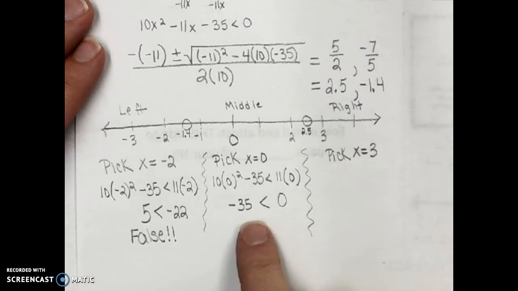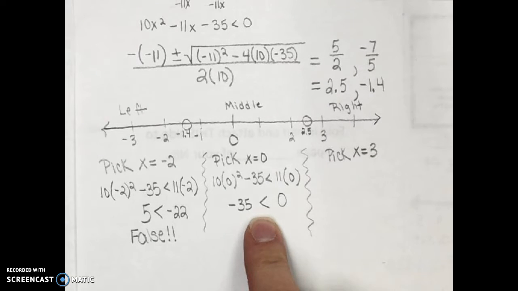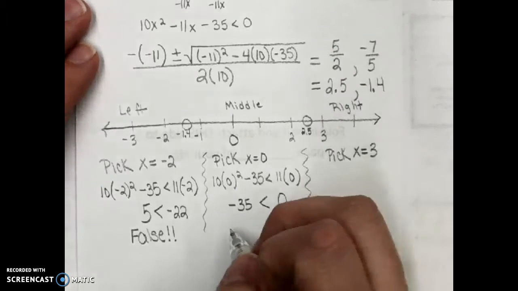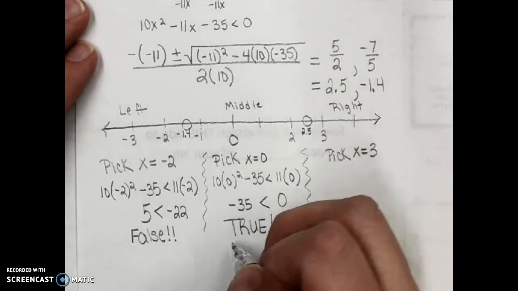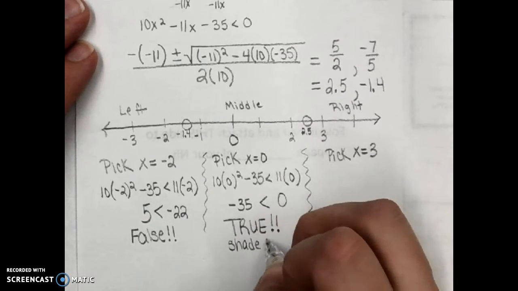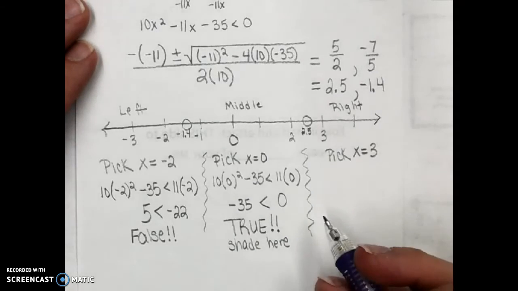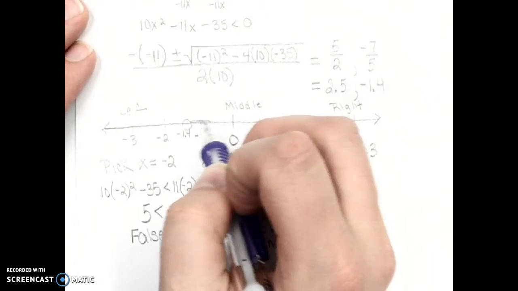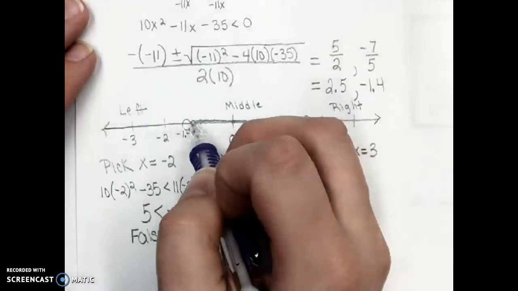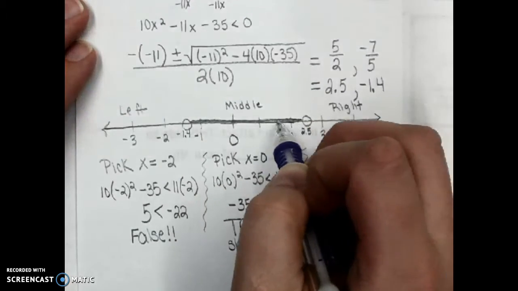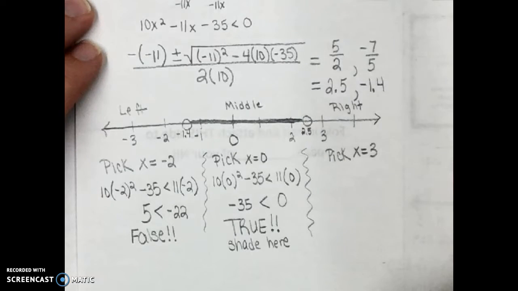So now you need to ask yourself the following question. Is it true that -35 is less than 0? Yes, it is. This is true. So what does that mean? That means you shade here. And where is it? It's in the middle. So I know I'm going to shade in the middle of these 2 points because that's where 0 is located. Since 0 is in the middle, I shade in the middle. Now I'm going to test my point on the right, just to make sure that I didn't mess up somewhere.